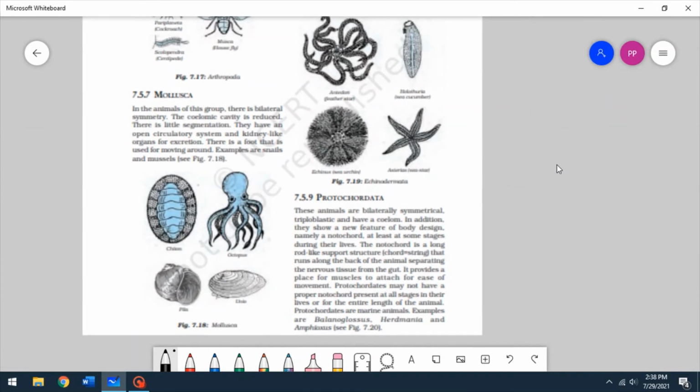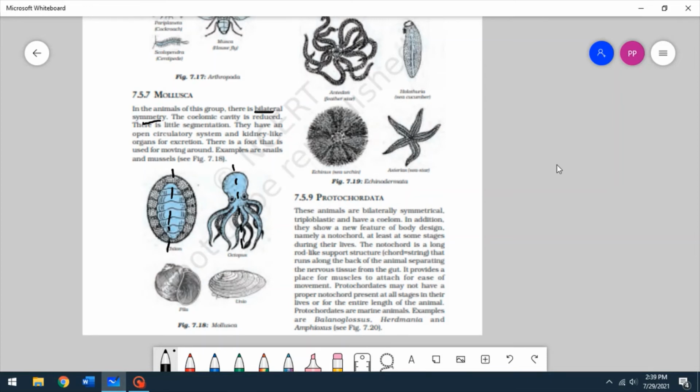And then we have the seventh phylum in the animal kingdom, Mollusca. They're also bilaterally symmetrical. So if I draw a dividing line through the center, the left and right side of their bodies have a similar design. Their coelomic cavity is reduced, so there's little segmentation, and they have an open circulatory system. Alright, so they don't have blood vessels to store the blood, and they have kidney-like organs for excretion. They don't have kidneys as such. They have kidney-like organs, so they have a little more well-defined organs that are used for excretion.